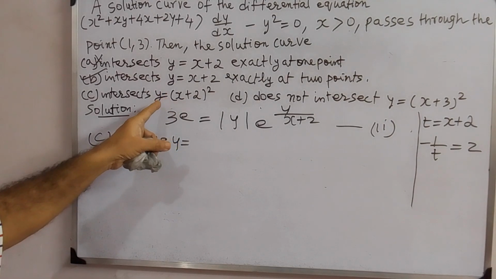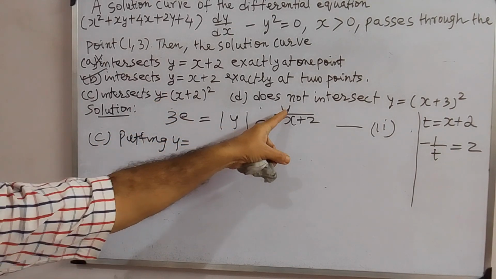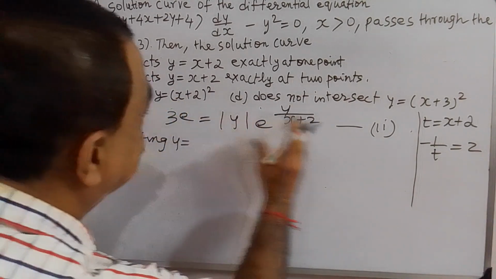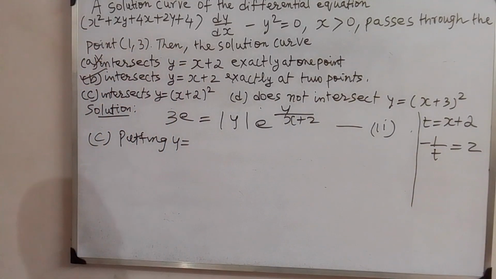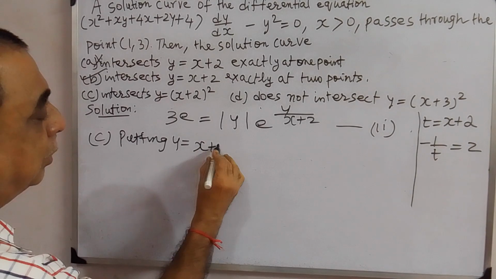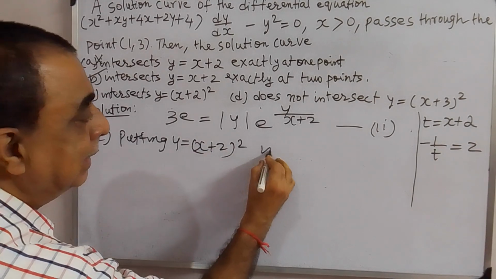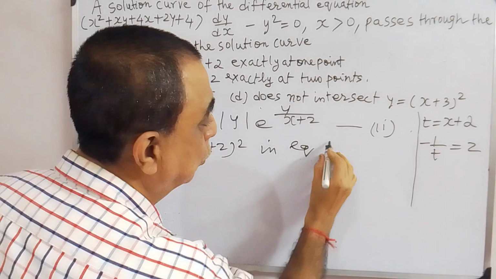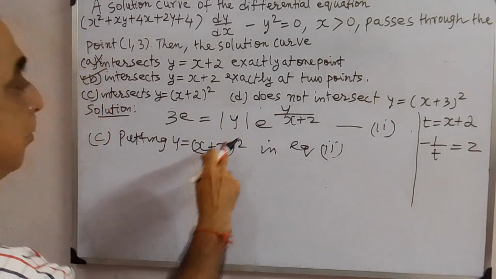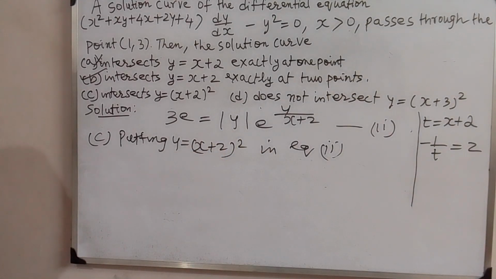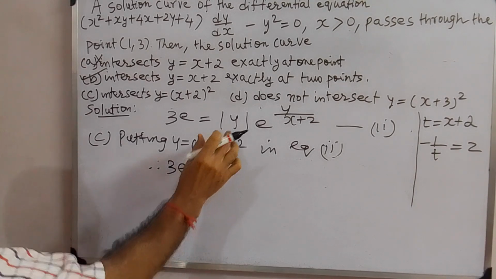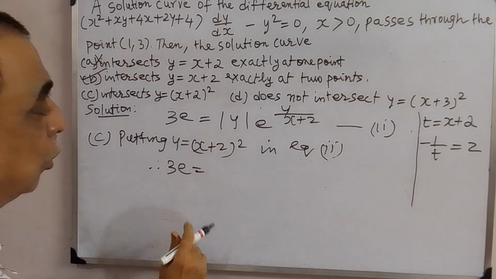So here, in place of y, if I substitute x plus 2 whole square, then both sides of this curve have to be equal. Okay, so I am putting y equals x plus 2 whole squared in equation 2. That means the equation of the curve that we have got. In place of y, I am putting x plus 2 whole squared. So what do we get? We get 3e equals mod of x plus 2 whole squared.